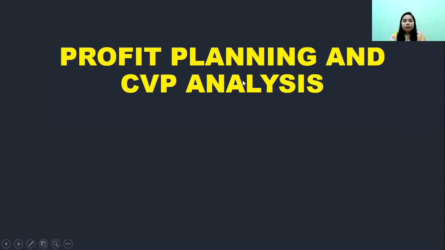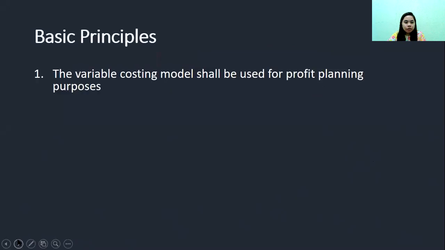This is our first topic for midterm, the theory part of profit planning and CVP analysis. To start with, let's have first the basic principles for the CVP analysis and profit planning. One is variable costing model shall be used for profit planning purposes. Later on, we will know what this variable costing model is. This is what we use for profit planning purposes.